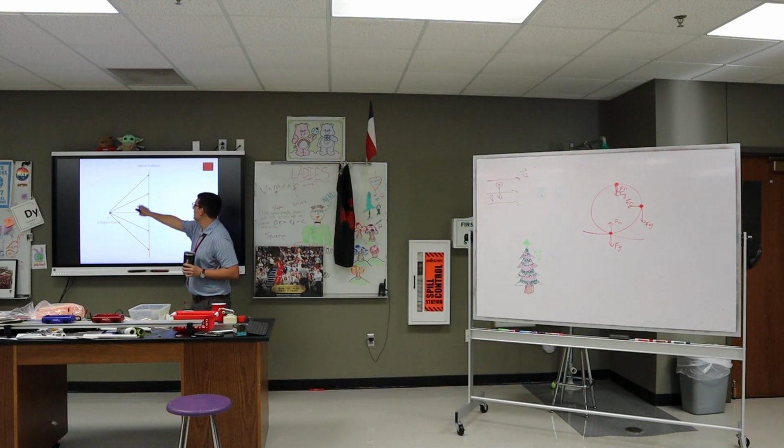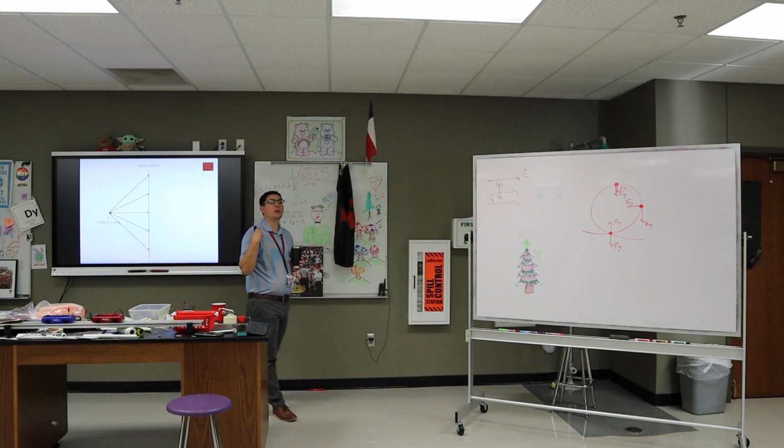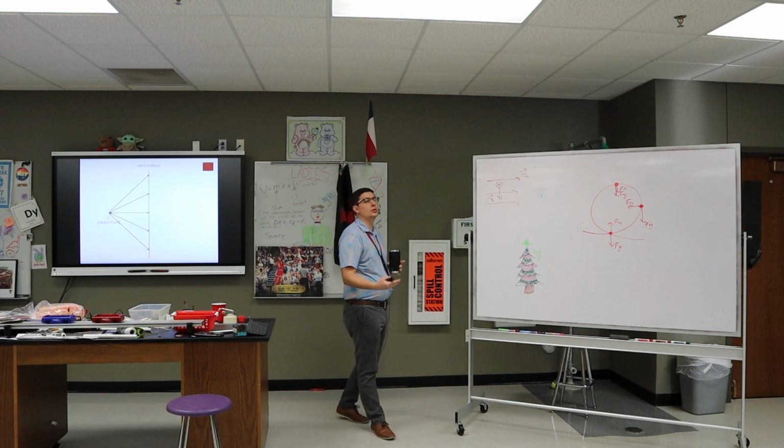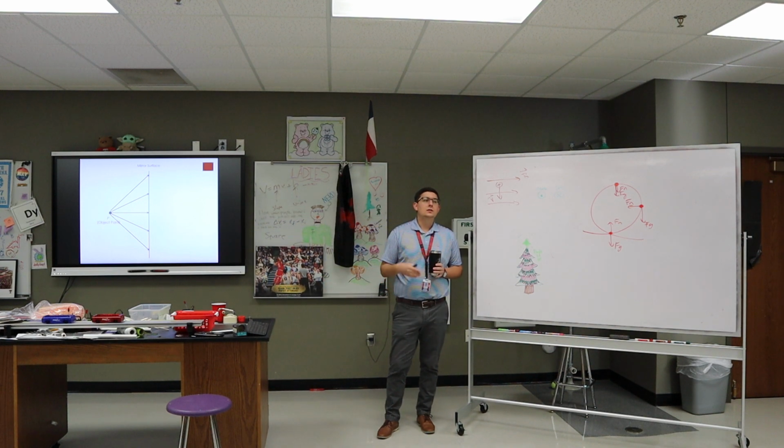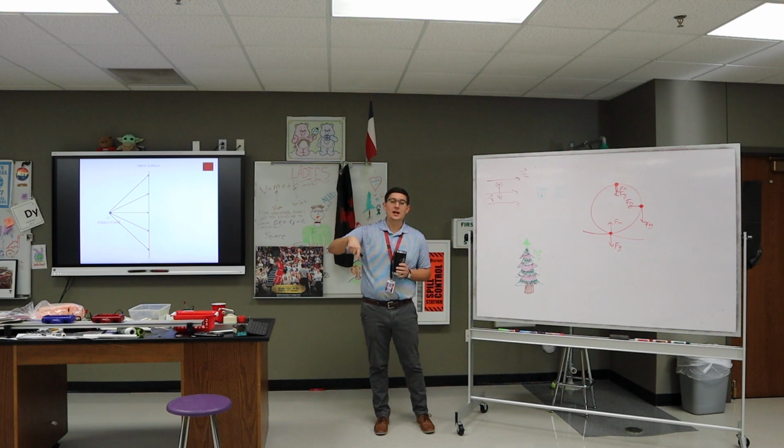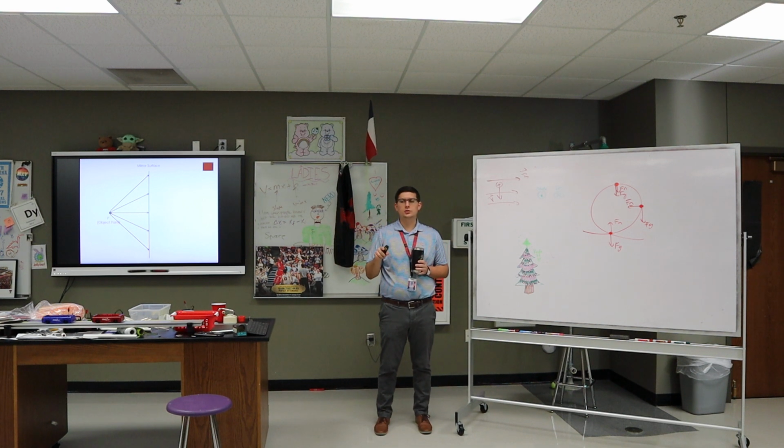Now when these light rays hit this surface, they're going to reflect off of that surface following what's called the law of reflection. The law of reflection is that the incident angle is equal to the reflected angle as measured from normal. What does normal mean?